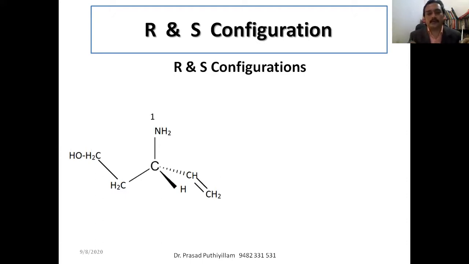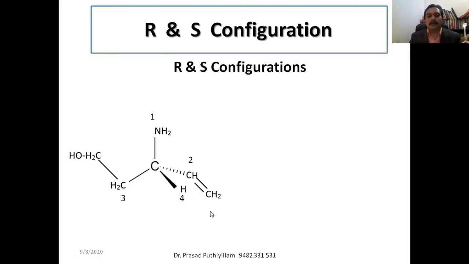So priority 1 goes to nitrogen always. The others are carbon and hydrogen. So here nitrogen, a carbon and a hydrogen. Therefore, first priority goes to nitrogen. Second priority goes to carbon, then hydrogen. Here two carbons are there. So I said, the third point, that a carbon containing a double bond should be given higher priority than a carbon containing a single bond. So this carbon here has a single bond, here the carbon contains a double bond. Therefore, second priority here. Third priority to CH2OH. And fourth priority to hydrogen.